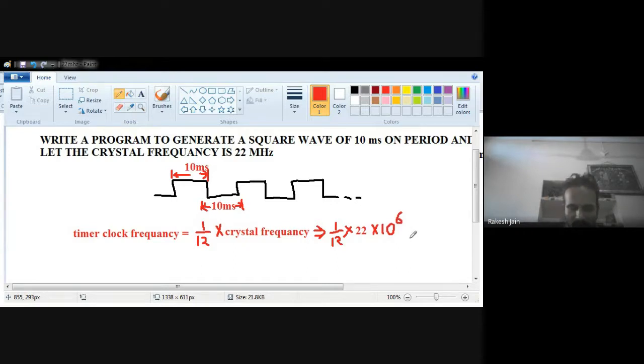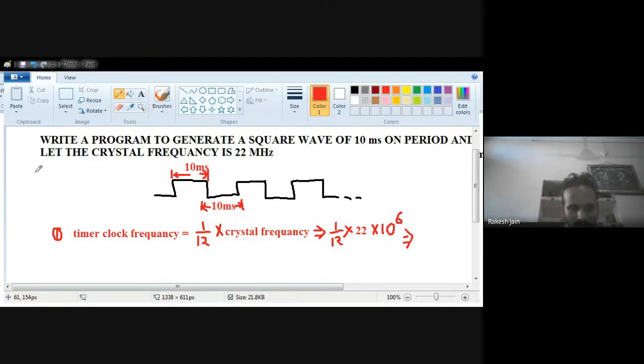That's why the first step is timer clock frequency. So the timer clock frequency is equal to 1 upon 12 multiplied by crystal frequency, and crystal frequency is given here 22 megahertz. That's why 22 multiplied by 10 to power 6. So the answer of this one is 22 divided by 12.